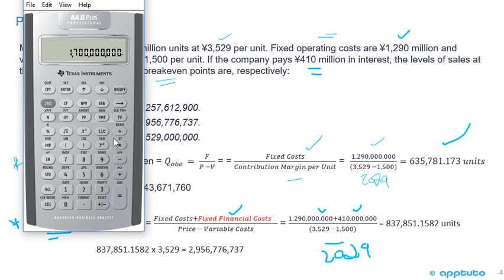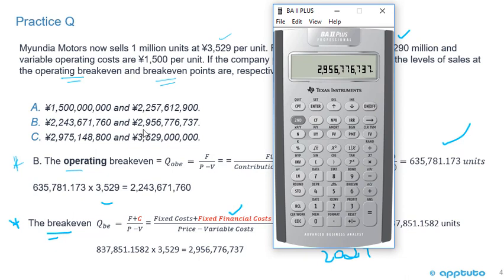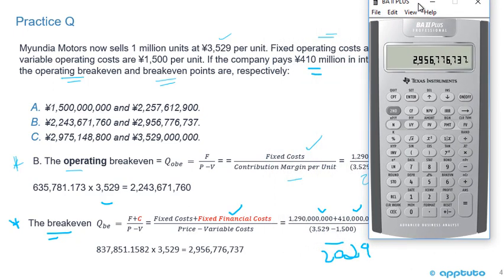And so I've got my numerator. I'm going to divide by my 2029, and I've got my break-even number of units. Then I'm going to multiply to get the yen value by the 3529 selling price, and you can see I've indeed got the correct answer, 2,956,776,737.